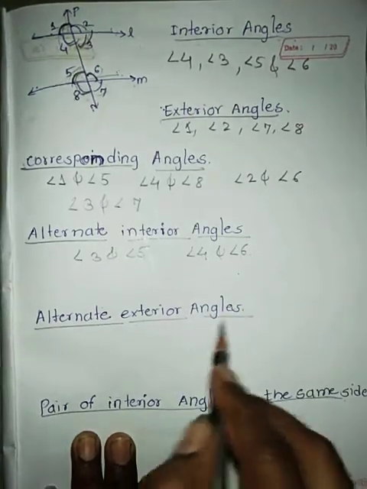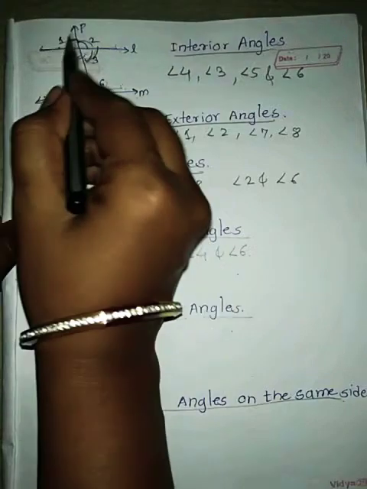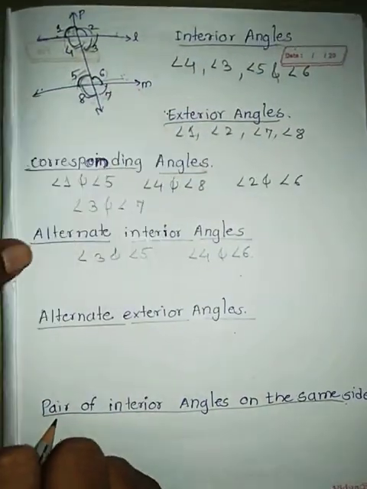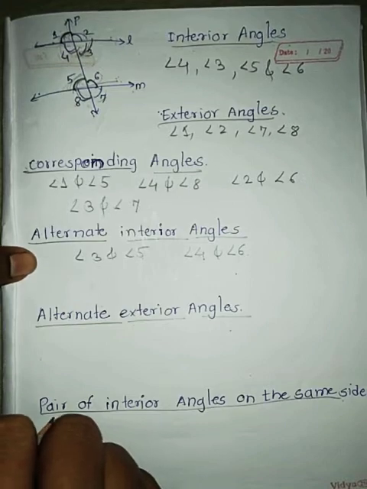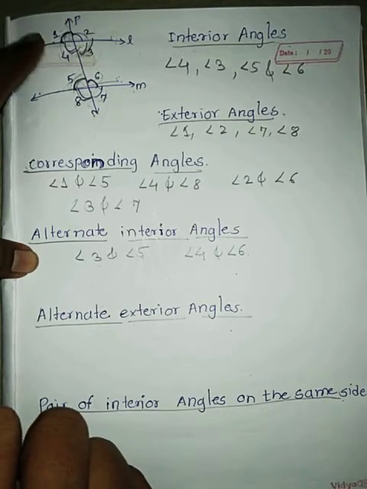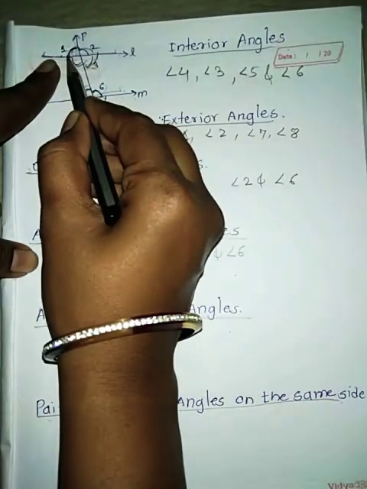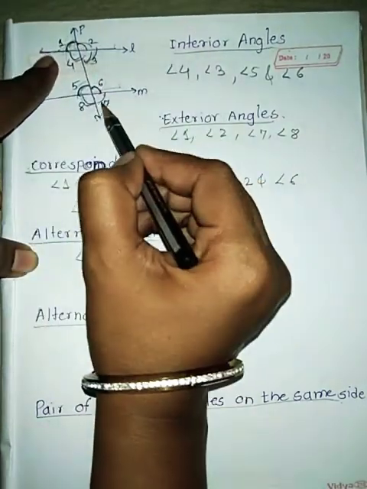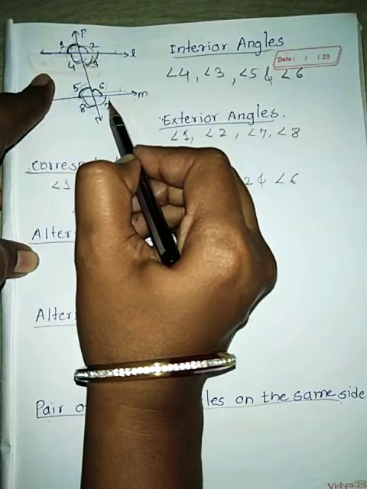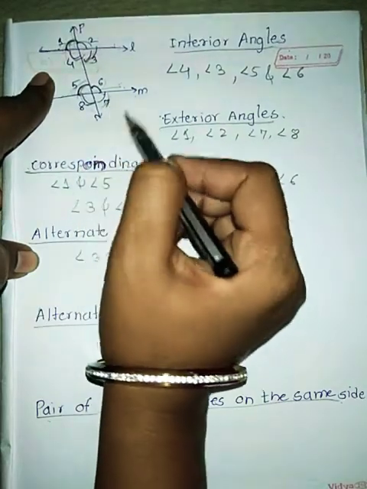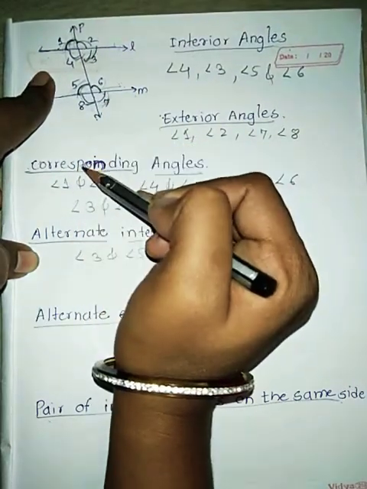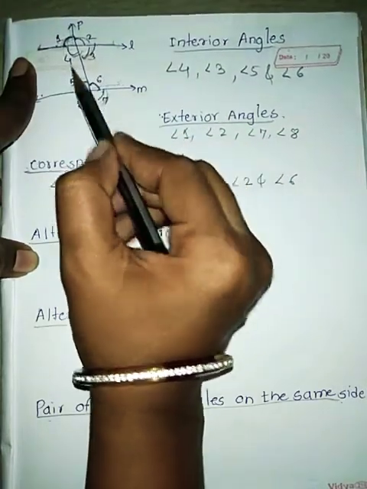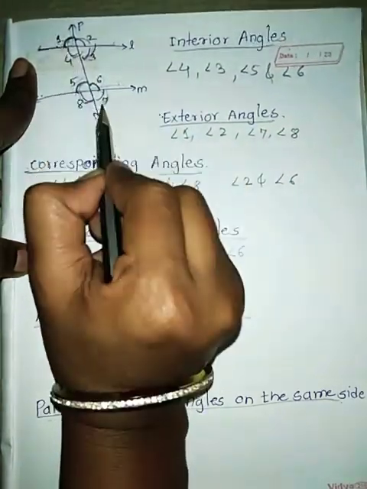Now alternate exterior angles. So exterior angles are 1, 2, 3, 4 and these are 1, 2, 8, 7. These are the alternate exterior angles. In the exterior angles, if one is on the left side, then you have to take the other on the right side. Left side, right side.